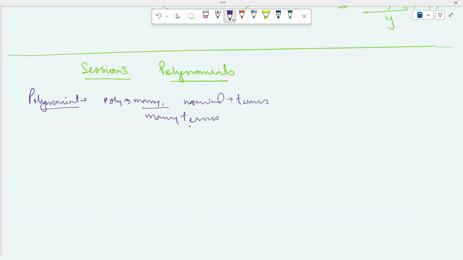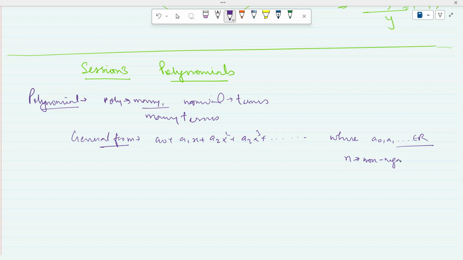So the general form is a0 and then a1x and a2x square and similarly a3x cube, it goes on like this. Where a0, a1, all these coefficients belong to real numbers, and n is a non-negative integer. Okay, non-negative integer. And x, we know that x is a variable.